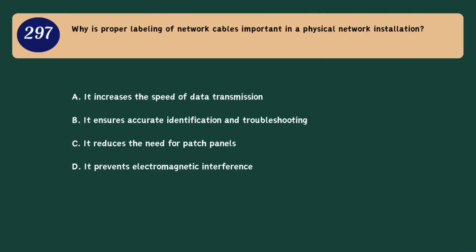Question 297. Why is proper labeling of network cables important in a physical network installation? A. It increases the speed of data transmission. B. It ensures accurate identification and troubleshooting. C. It reduces the need for patch panels. D. It prevents electromagnetic interference.